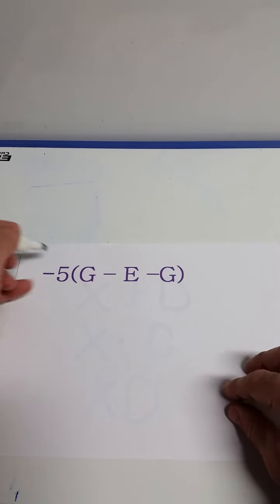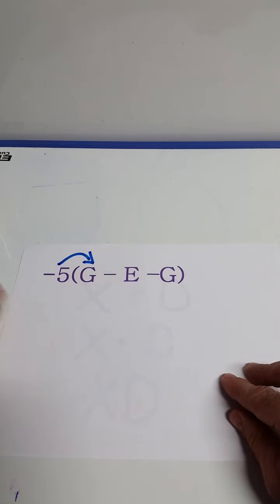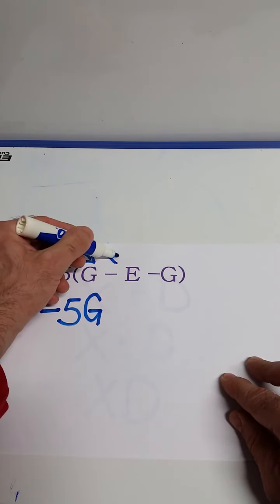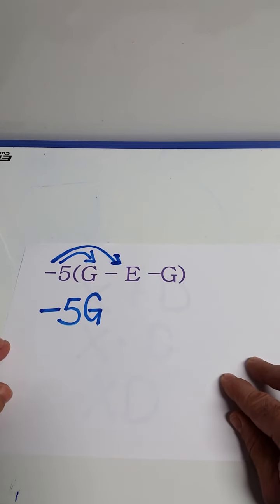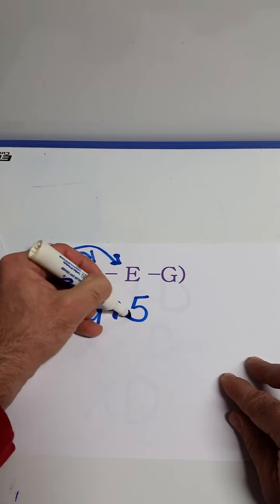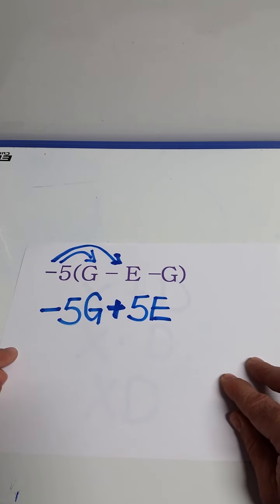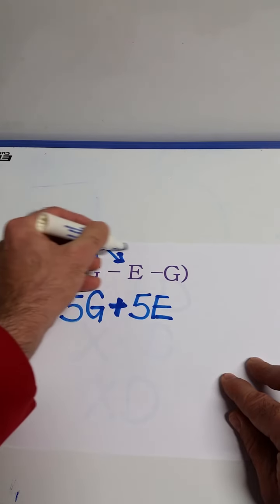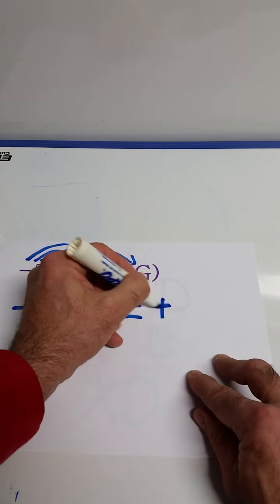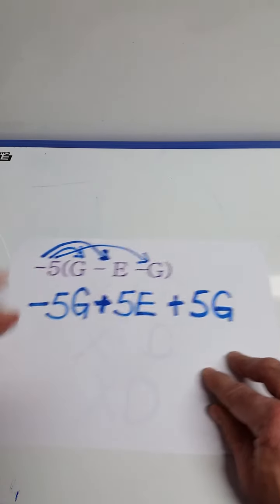See if you can do this one. Okay, well, we have a negative 5 times g. What do we get? Negative 5g. A negative 5 times a negative e. Remember, negative and negative is positive, so it becomes positive 5e. And a negative 5 times a negative g, again, negative times a negative is a positive, so it'll be plus 5g. That would be our answer.